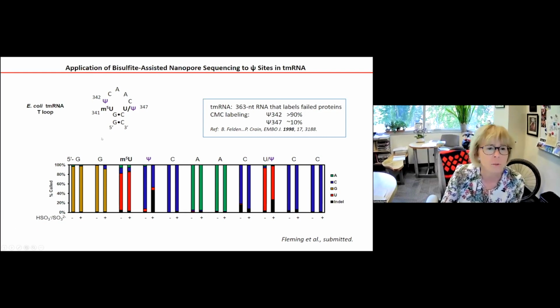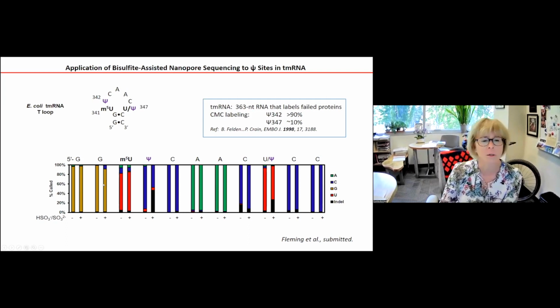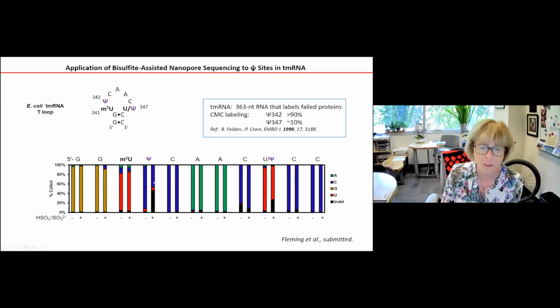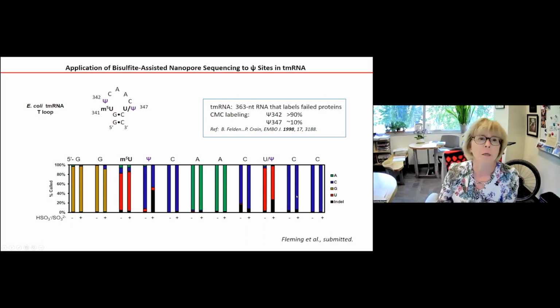So if you walk through this whole loop, starting at this 5' G, bisulfite shows no change to the first G, almost no change to the next G, not much change at M5U. This pseudouridine changes a lot, then C, A, C don't change much. And this partial pseudouridine does change. We can guess its occupancy at about 25%. And the last two C's don't change. And so I think this combination of bisulfite-assisted nanopore sequencing should be very helpful as we go forward examining specific sites.